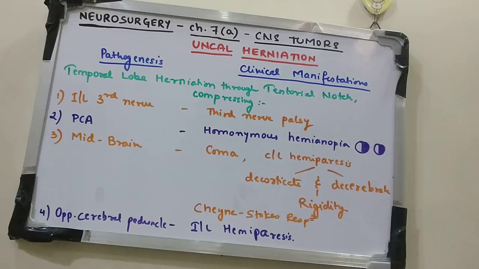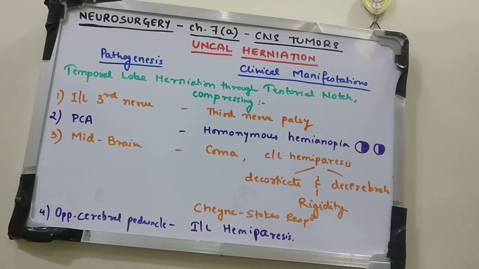These are surgical emergencies. Contralateral hemiparesis can occur in midbrain compression because, as you would be knowing, your pyramidal tracts and other tracts are passing through your brainstem. So there can be decorticate or decerebrate rigidity depending on where the lesion has affected. They can also have Cheyne-Stokes respiration.